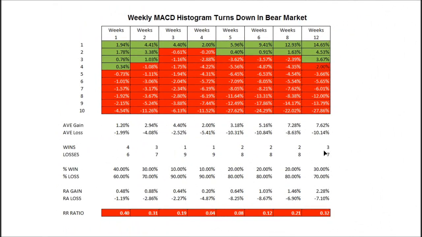This looks complicated. It's not. What we're looking at here is when the weekly MACD histogram turns down, as it did on the previous chart, what has that meant historically?